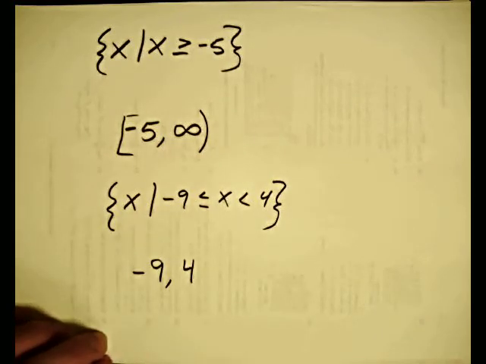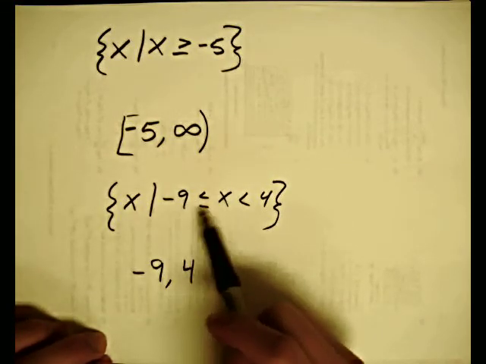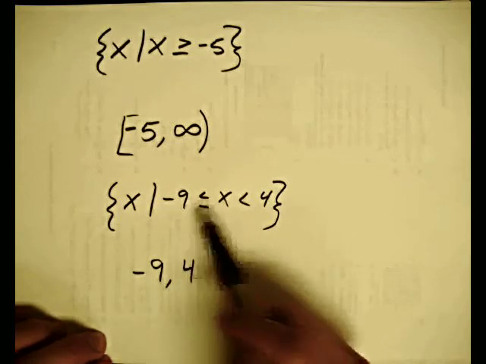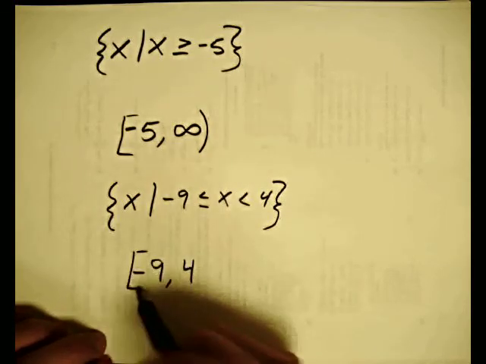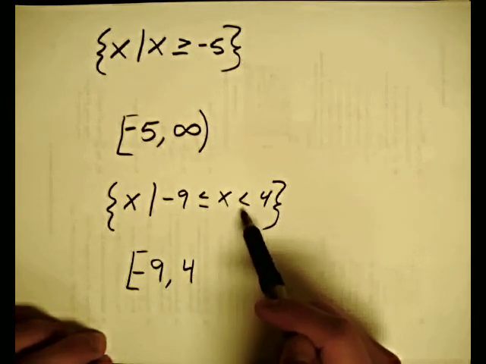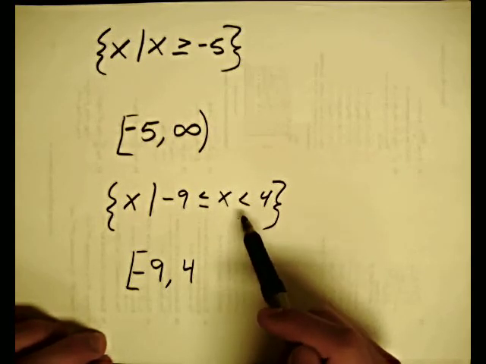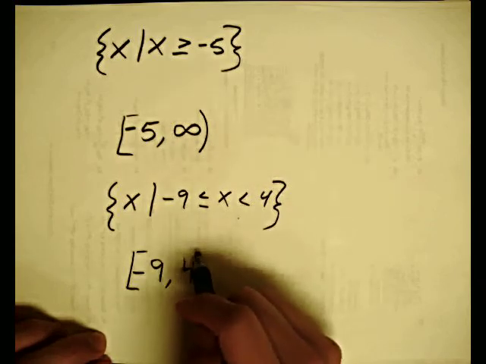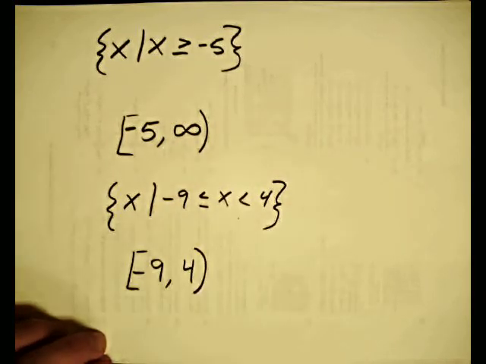Okay, let's go ahead and put our parentheses and brackets. It says that x can equal -9, so we want to include it with a bracket. But here it says x has to be strictly less than 4. There's no equals 4. So we put a parenthesis around the 4 to indicate that you cannot choose 4.